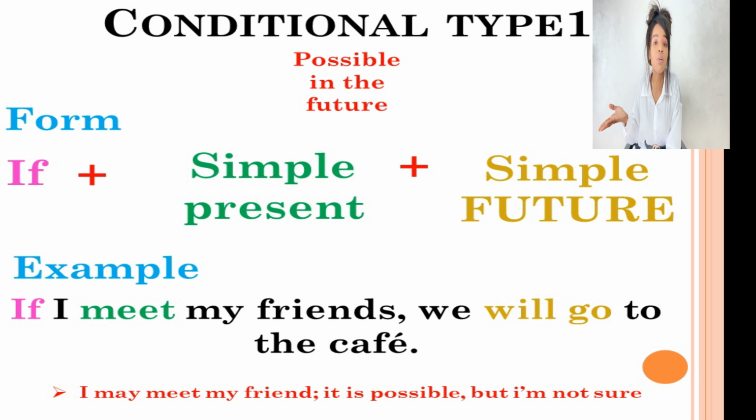So it is possible to meet them. It is not certain. Maybe I will meet them, maybe not. Maybe yes, maybe no. So it's possible in the future, but I'm not sure about it. I'm not sure about the future, whether I will be able to meet them or not.